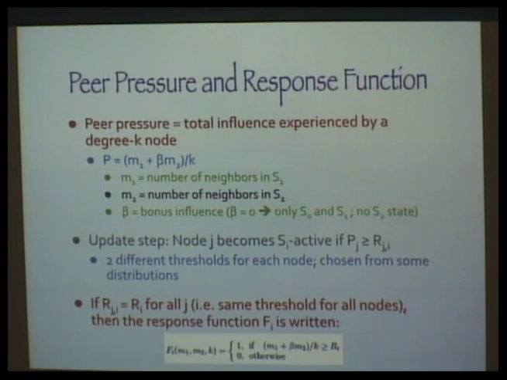And if there's two thresholds, there's a lower threshold and a higher threshold. So I want the second threshold to be at least as large as the first for this to make sense. And if I'm at least as large as a certain threshold, I will go into that state. Okay?